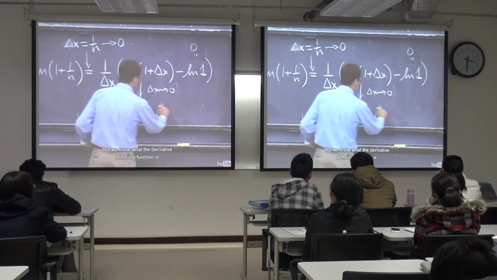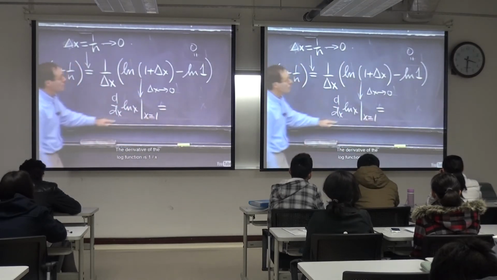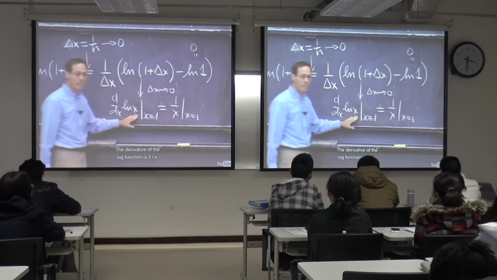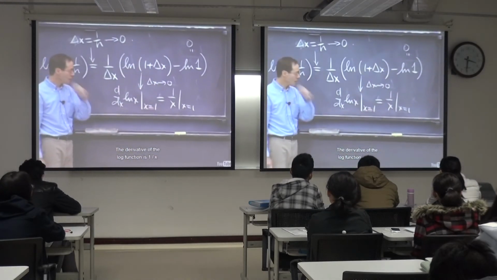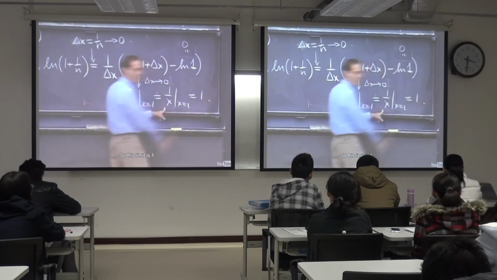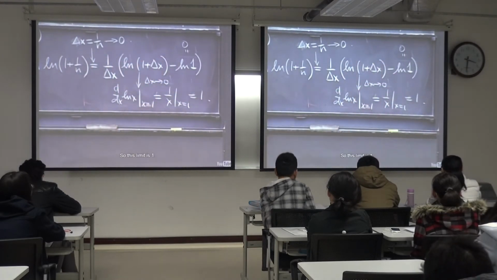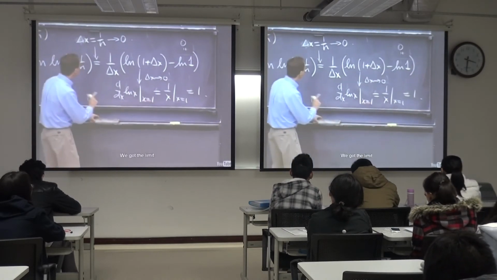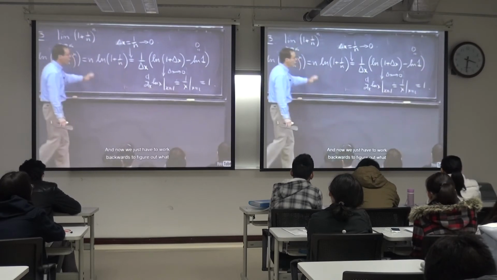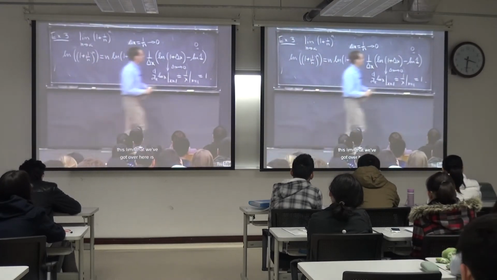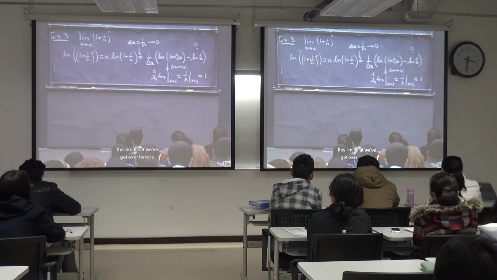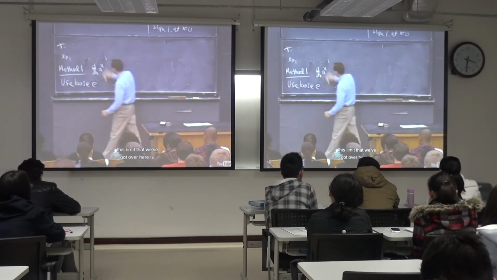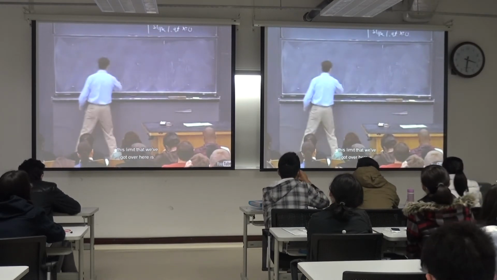But we know what the derivative of the log function is. The derivative of the log function is 1 over x. So this limit is 1. Okay, so we got the limit. And now we just have to work backwards to figure out what this limit that we've got over here is. That's quite interesting. So let's do that.